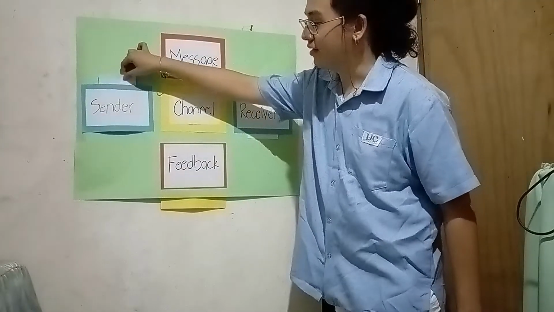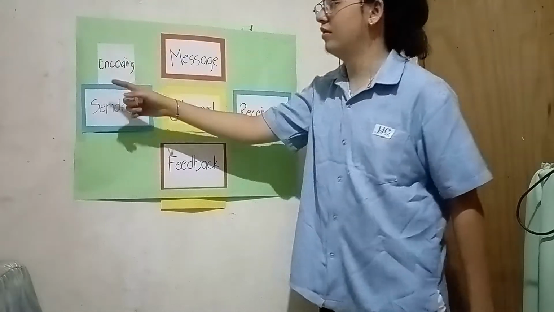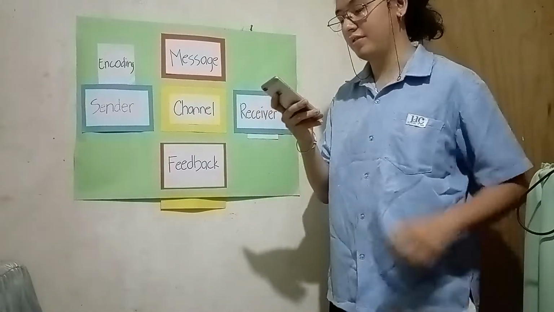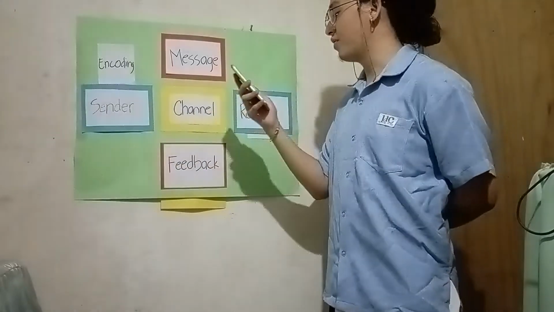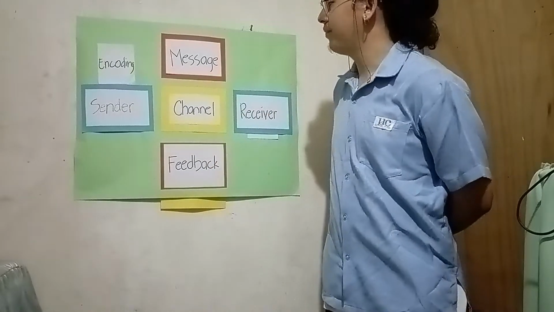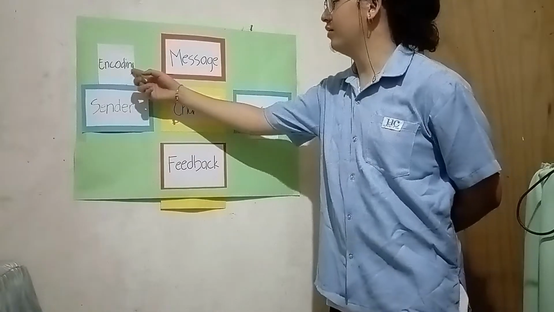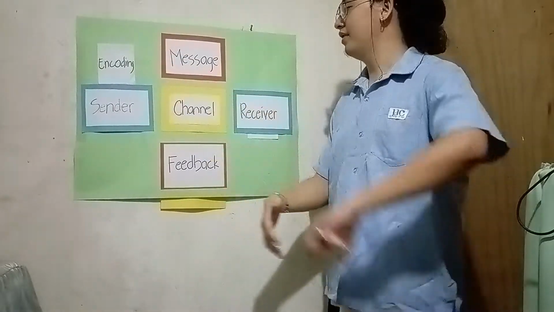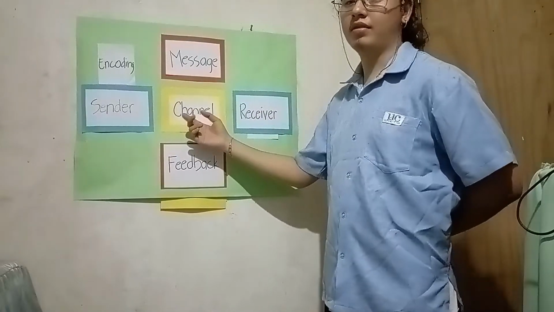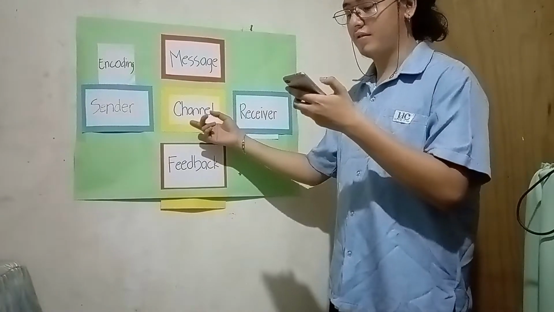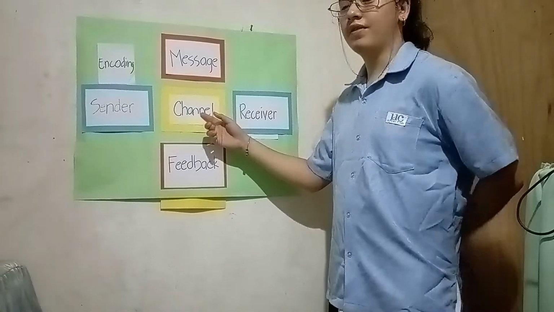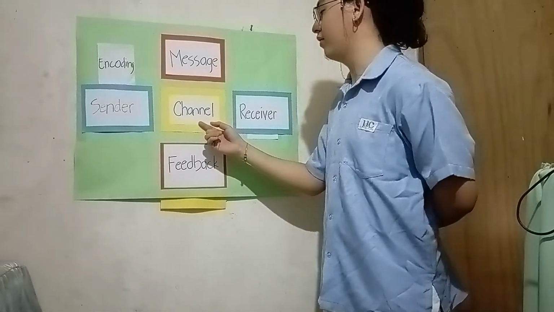The sender will be the one who will be encoding the message. The sender is the person that is delivering a message to a recipient. So, the sender will encode a message and then it will pass through a channel. The channel is the means or the transmission or the method of delivering the message. This could be written or oral.